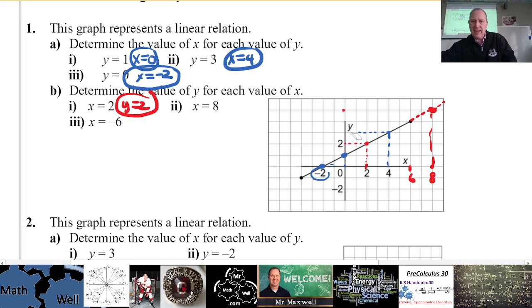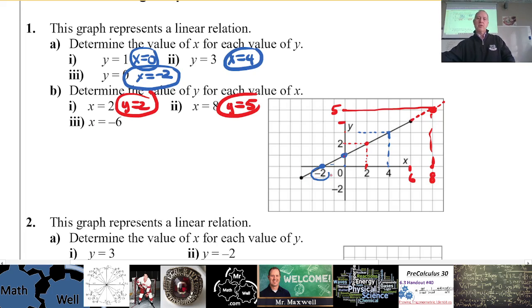So I have to extend again, 2, 3, 4, and does it look like 5? 1, 2, 3, 4, 5. So guess what? 8 is attached with y equals 5. I like it. X equals negative 6.